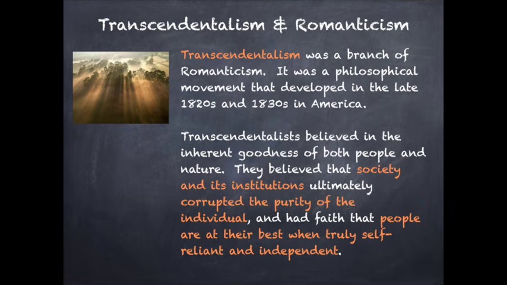Transcendentalism was a branch of Romanticism. It was a philosophical movement that developed in the late 1820s and 1830s in America. Transcendentalists believed in the inherent goodness of both people and nature. They believed that society and its institutions ultimately corrupted the purity of the individual, and had faith that people are at their best when truly self-reliant and independent.